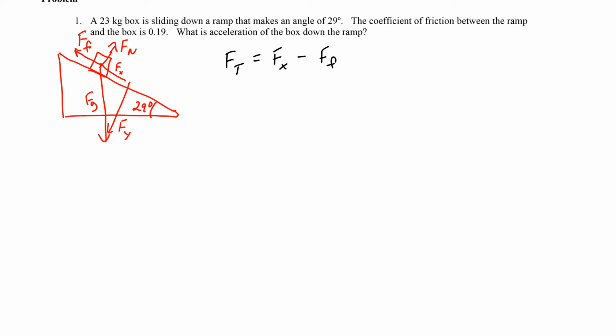It's still the same triangle. This is still 29 degrees, the same as if I drew it like that. Sorry about that, I didn't mean to do that. Alright, so now we substitute into this equation, so we say Ft equals ma. What's Fx going to equal?